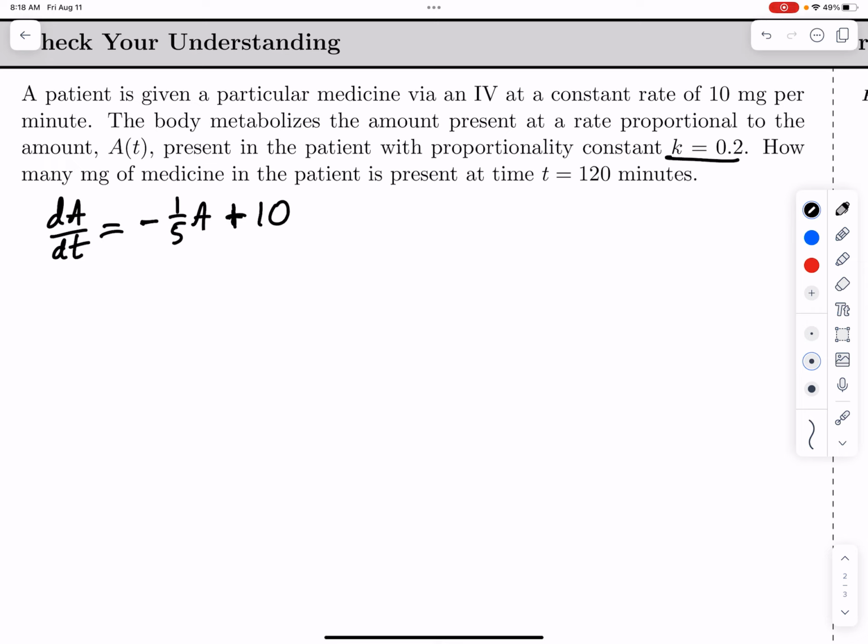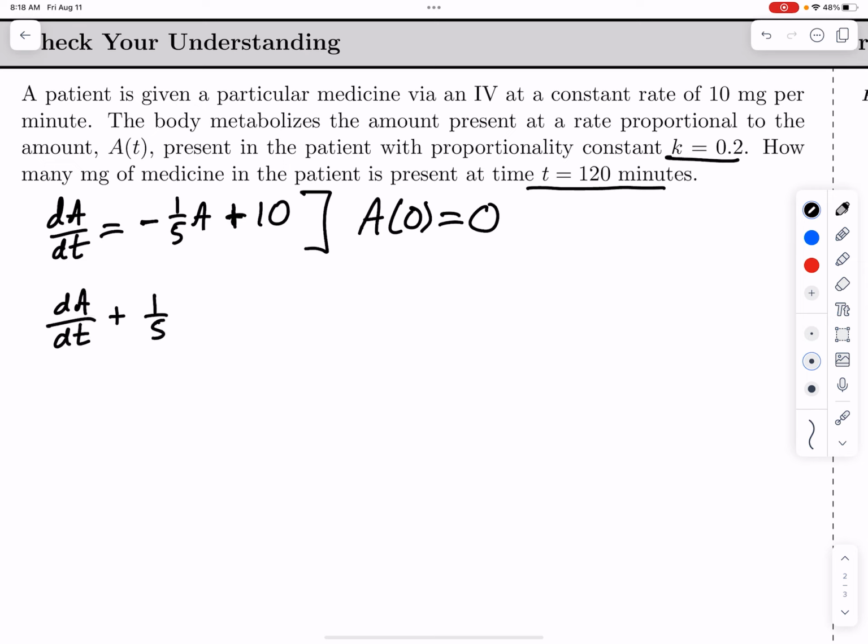So I think that's the main part of the lesson, is to be able to sort of construct these models. A good model would be the differential equation plus the initial condition. They didn't really specify, so I'm just going to assume that there's no medicine present at time 0, and then the body sort of ramps up. If they were more specific about the initial condition, I think it would be given more precisely. So that's a model, a differential equation plus an initial condition. And then in order to know how much medicine is at time t equals 120, we're going to have to solve this differential equation.